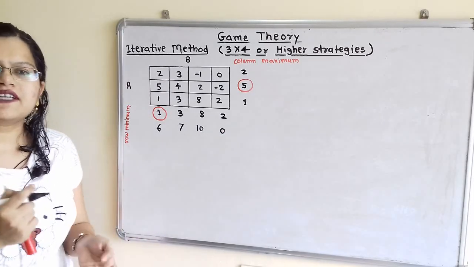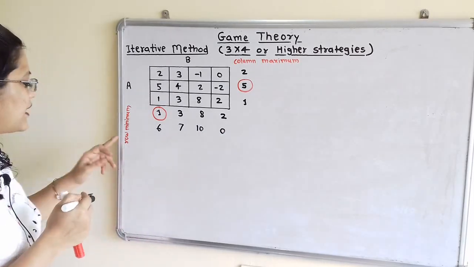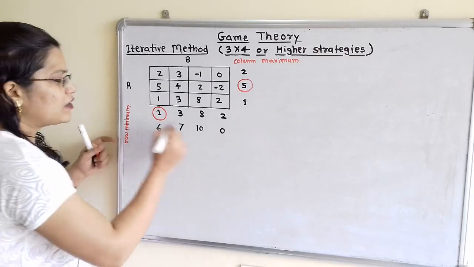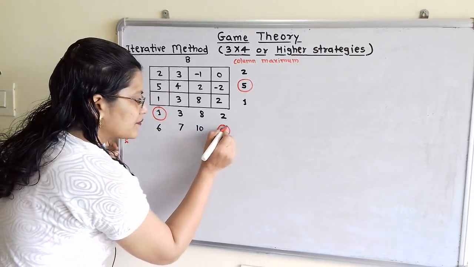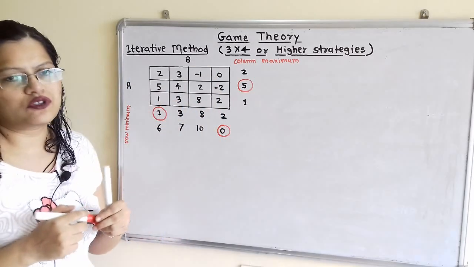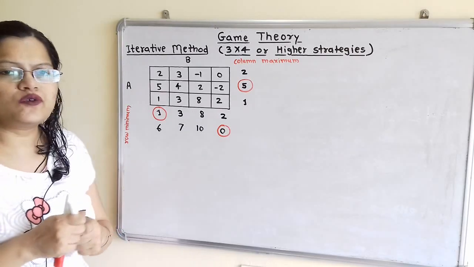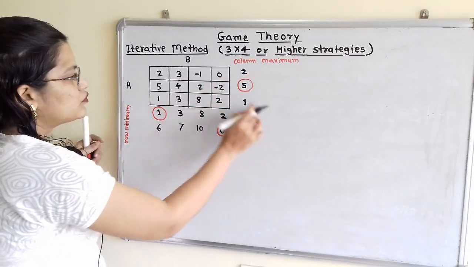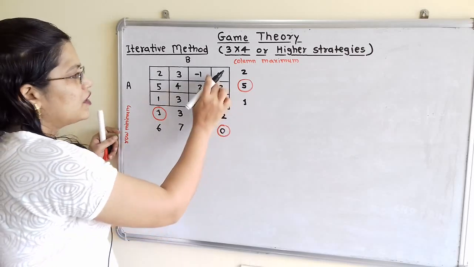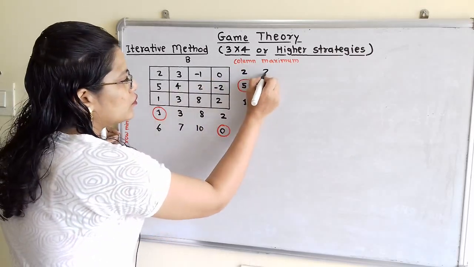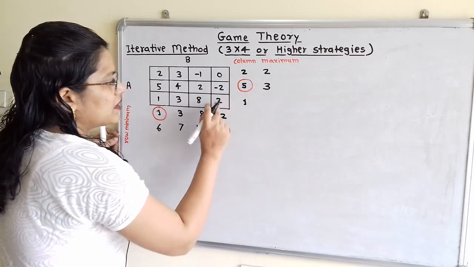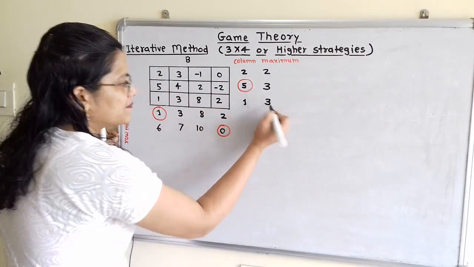Now again we will repeat the process. We have to select the row minimum, that is the minimum value. The minimum value is this, and the column related to this is the fourth column. So again, how to write the second iterative? From this column we have to add all these elements. So 0 plus 2, 2. Then minus 2 plus 5, 3. Then 2 plus 1, 3.